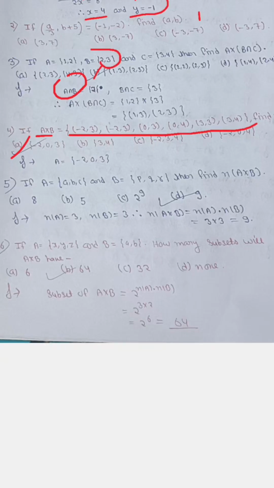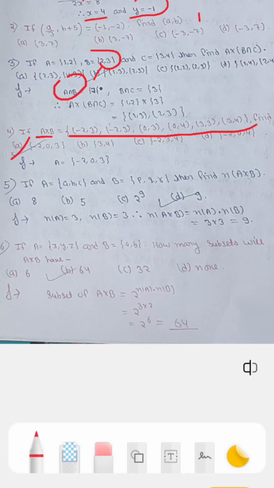Next question: if A equals the set {a, b, c} and B equals {p, q, r}, then find the cardinal number of A cross B. Cardinal number represents how many elements are in the given set. We know that the cardinal number of A equals 3 and the cardinal number of B equals 3. We know that n(A cross B) equals n(A) into n(B). So n(A) equals 3 and n(B) equals 3. Now the product 3 into 3 is 9. So option D is the correct answer.